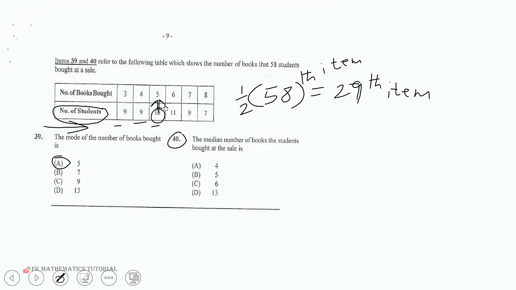Also, if you add from the right, 7 plus 9 is 16, plus 11 is 27, plus 13 will give you 40. So it's also pointing that the 27th item is here, which is 5. So the median number of books the students bought at the sale is also 5.